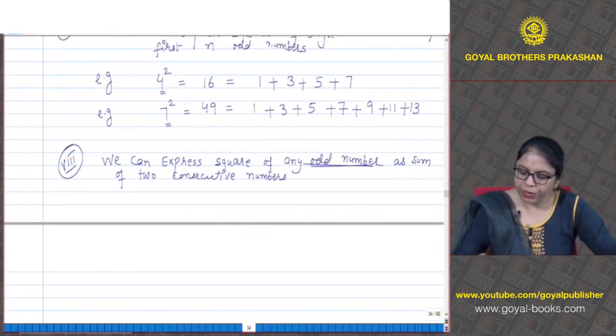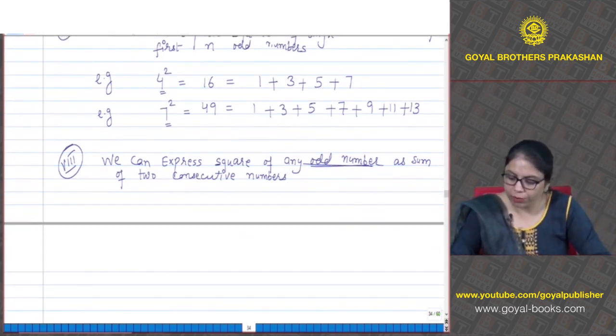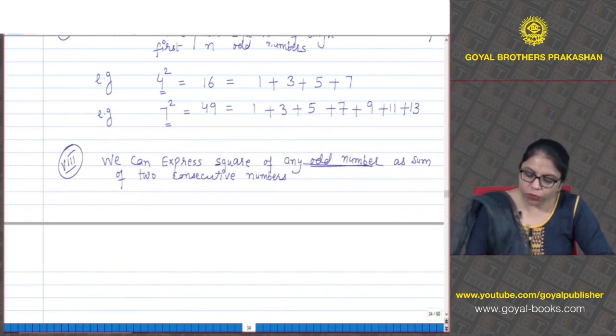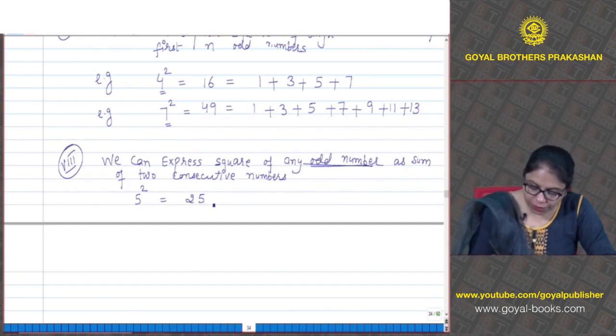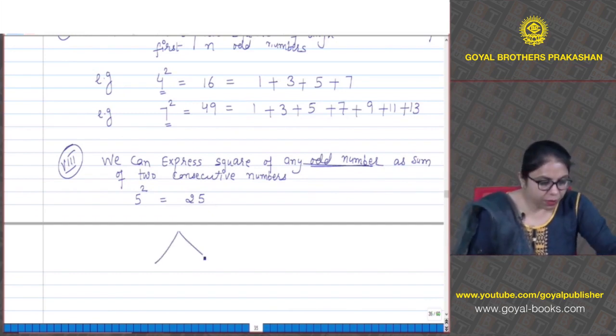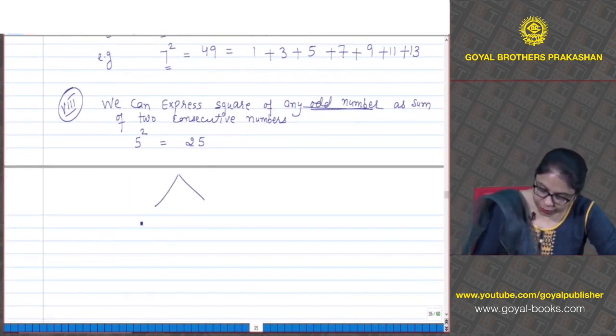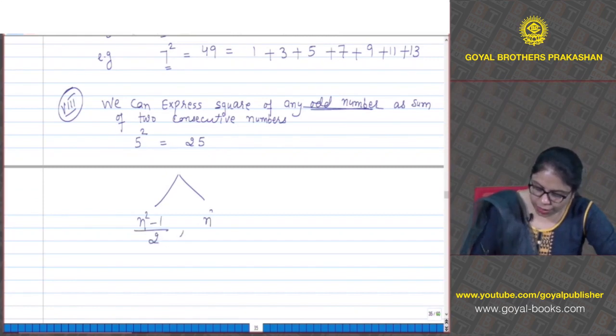We can express square of any odd number as sum of 2 consecutive numbers. Now let's see this property with the help of some examples. Suppose 5. 5 is an odd number. 5 square is 25. So how can we express 25? We can express 25 by (n square minus 1)/2 and (n square plus 1)/2.